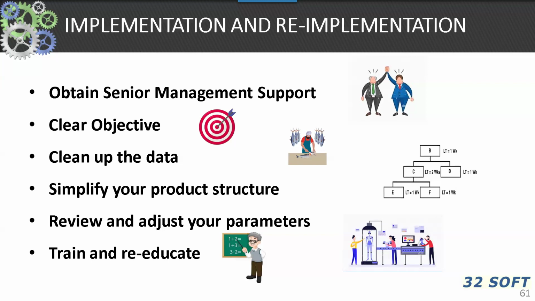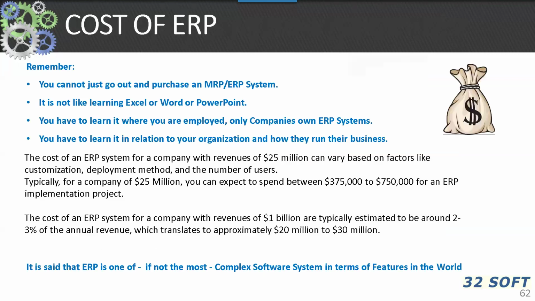You need to clean up the data. The bad data didn't work. Even consider business process changes. Review and simplify your products and routings, and review and refine your planning parameters, and finally, most importantly, train and re-educate. Remember, you can't just go out and buy an MRP system. It's not like learning Excel or Word or PowerPoint. You have to learn it where you are in your organization, in relation to how they run the business. And then, if you're lucky, all of the ERP systems that you've been exposed to previously.